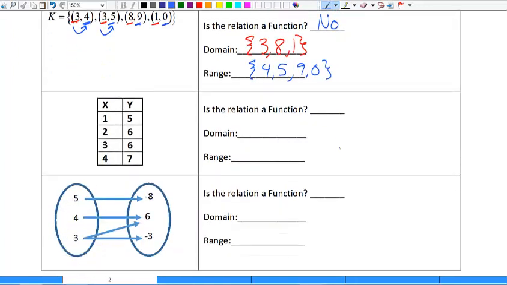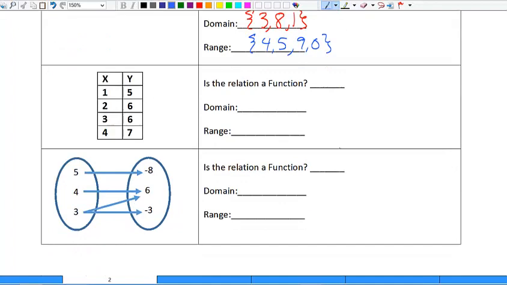All right, so here's two more examples. This is a t-chart. So my domain is going to be all of the values in the x column. So 1, 2, 3, 4. None of those repeat, which is a good indicator that it's going to be a function. My range are my y values, 5, 6, 6, and 7. Okay, now this 6 repeats, huh? So 2 is being mapped to 6 and 3 is being mapped to 6. Is that a function? Well, sure it is.